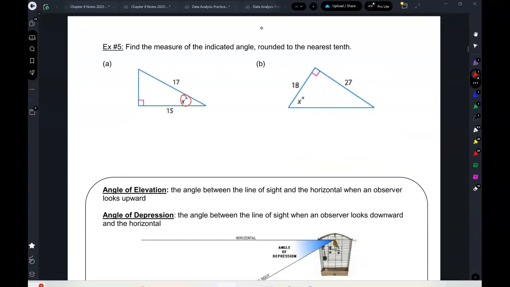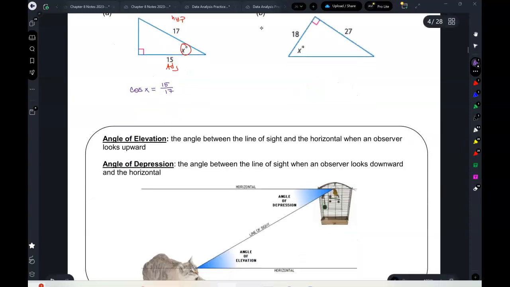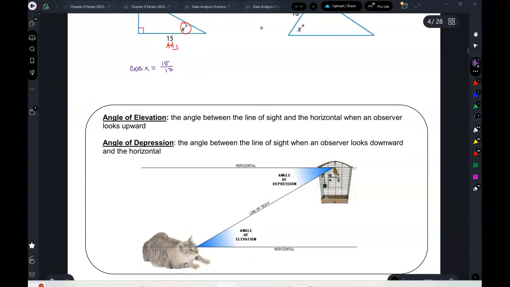Here we go. Angle, hypotenuse, adjacent. Which ratio is that? Cosine. So cosine of the angle always equals adjacent over hypotenuse. Okay, so x is inverse cosine of 15 over 17.